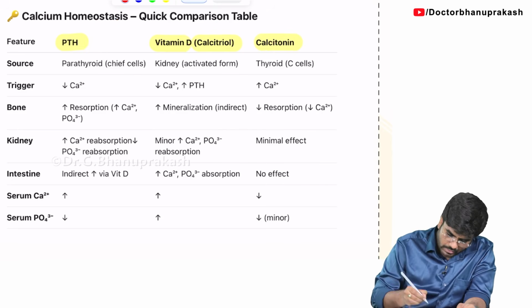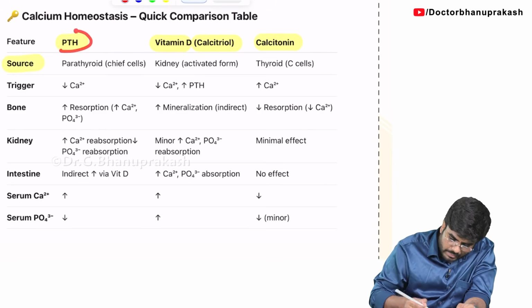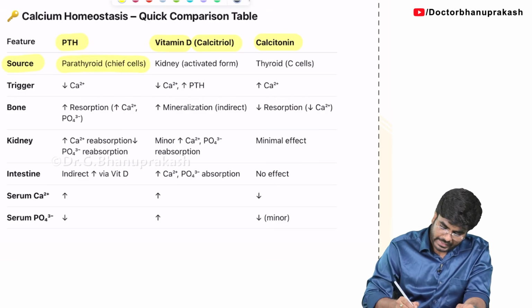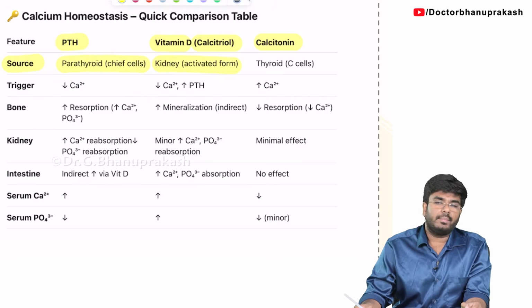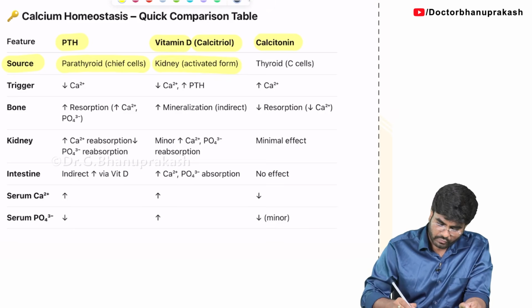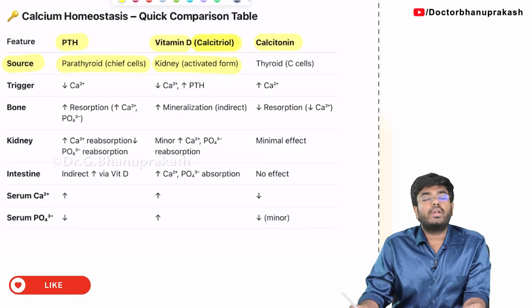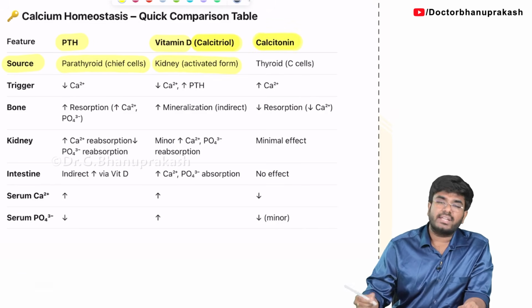What are they doing? First look at the source. From where is parathyroid hormone coming? It is coming from the chief cells of the parathyroid gland. Vitamin D activation occurs in the kidney, in the proximal convoluted tubule. The most active form of vitamin D is called calcitriol, also called 1,25-dihydroxycholecalciferol.